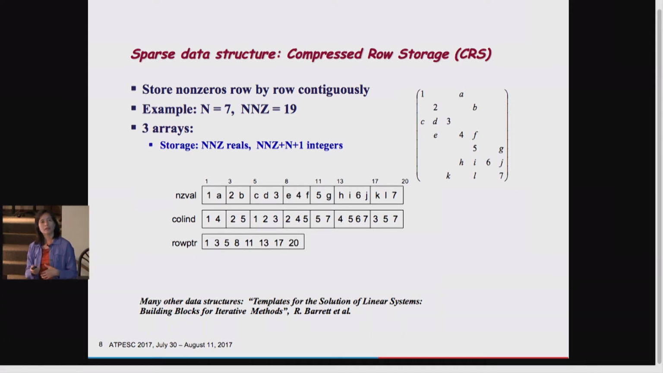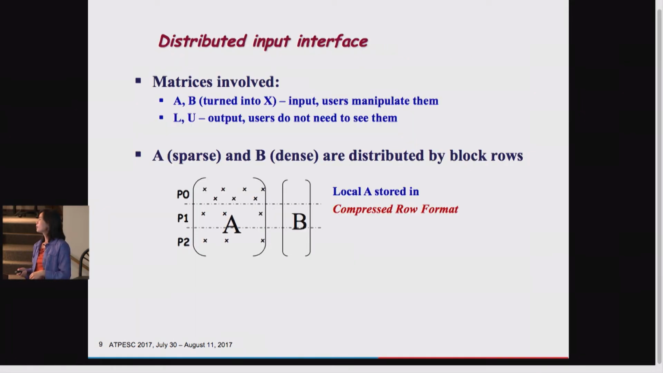So then the algorithm will work through this compressed data structure row by row. And there are other different types of compressed structures which you can look up from this template for the solution of linear systems. There are a number of them. Depending on your algorithm, you may want to use row-wise, column-wise, etc. And what about a distributed sparse matrix?